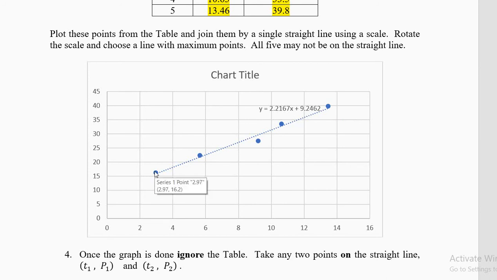Please draw the graph by hand. The computer graphs you'll get straight away 0 in your report. You have to draw the graph by hand on a graph paper. Now stretch the line till it cuts the y-axis. You call it the y-intercept. It will be approximately 9.2 centimeters.